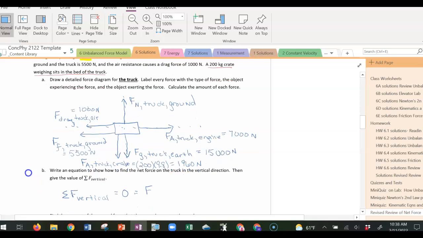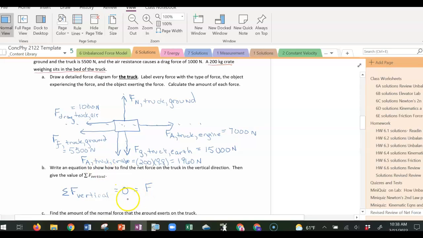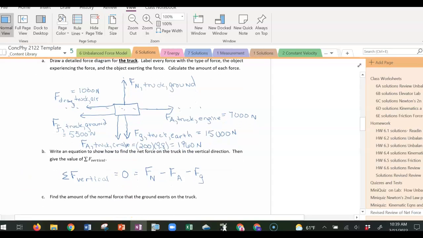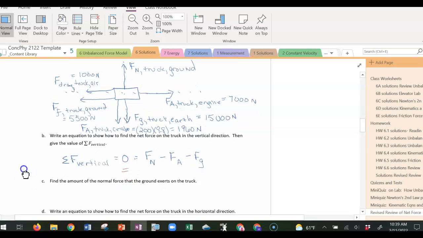Okay, now I'm ready to write this equation for the net force in the vertical direction. The normal force, that support force from the ground, is pulling upward. So I add that one. But then I have two forces that are pulling the truck down. I need to subtract both of those. One is that applied force that the crate is exerting, and one is the gravitational force that the earth is exerting. Okay, and then I want to find the value of this, which is 0. So the net force there is 0. All those three forces add up to 0.